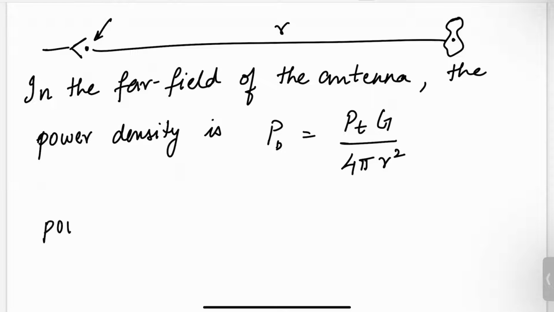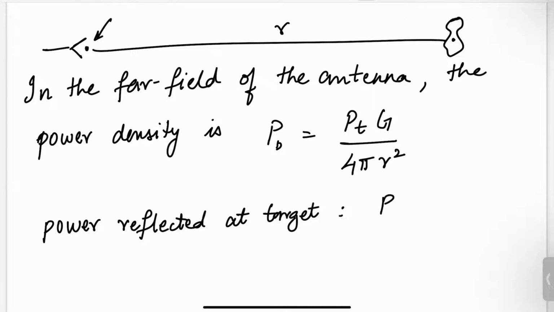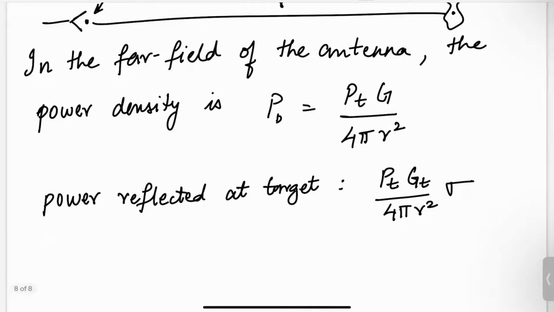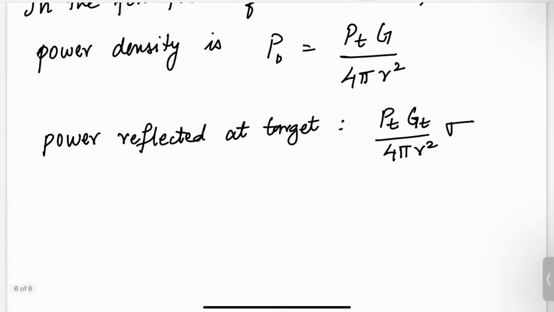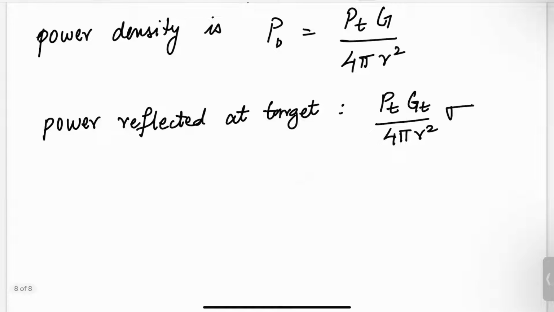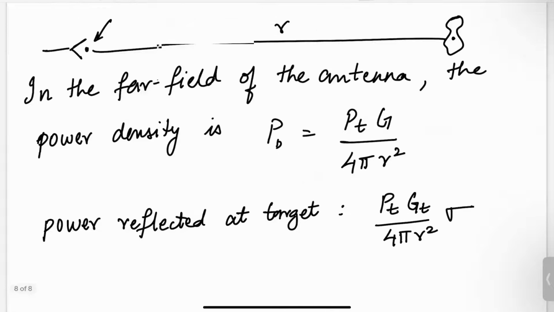Now we know that the power reflected at the target is given by the power density that arrives at the target times the radar cross section, sigma. That's really the definition of the radar cross section, the reflected power over the incident power density, right? Okay. So that's the amount of power that's now coming back this way.